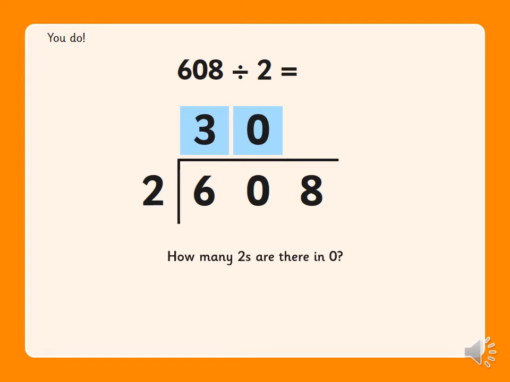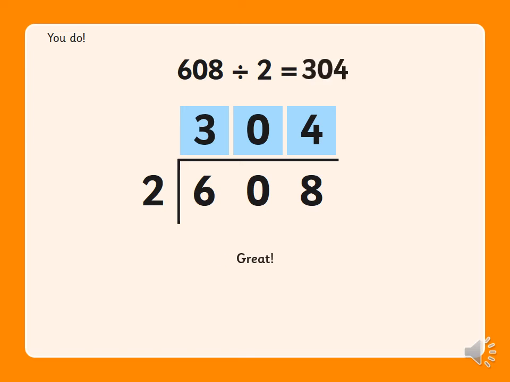Okay, so then what do we have left over? Do we have anything left over? No, we don't have anything left over because 2 doesn't go into 0. How many 2's are there in 8? We just count up in our 2's. So 2, 4, 6, 8. You should all know your 2 times table by now. So 2 goes into 8 4 times.